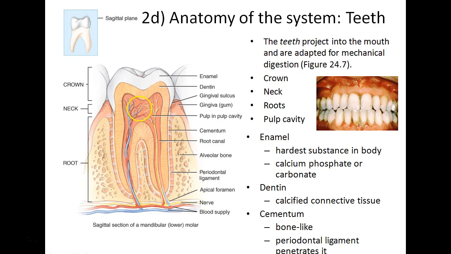Coming back to this crown region, we see that there's a substance called enamel, and enamel is unique in that it is the hardest substance in the human body. It consists of calcium phosphates. And then below that we see a substance called dentin. This is going to be calcified connective tissue. And then we're going to see this substance called cementum. That's going to be a periodontal ligament that's going to hold that tooth into place with the bone.